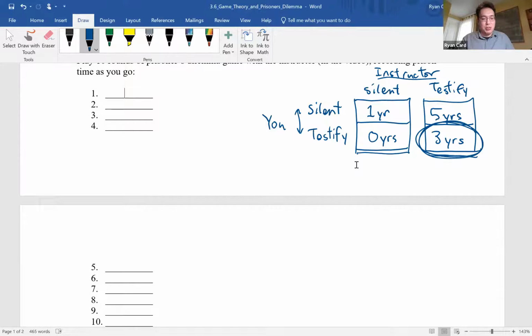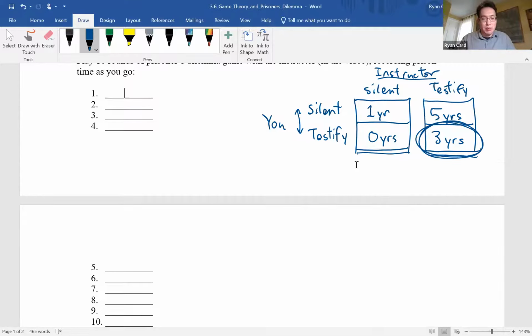And this is my choice for round number 7. Okay, so I chose testify this time. So if you stayed silent, write down 5. If you also testified, write down 3 years in jail. Okay.